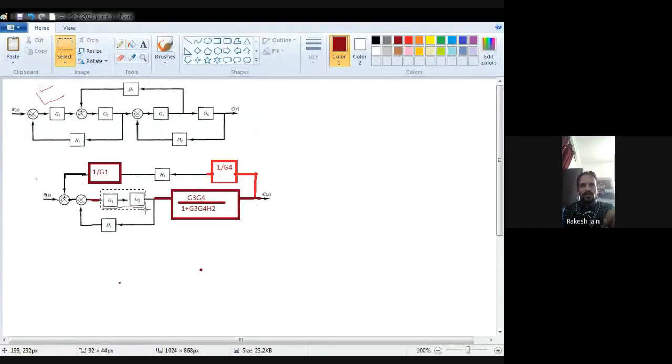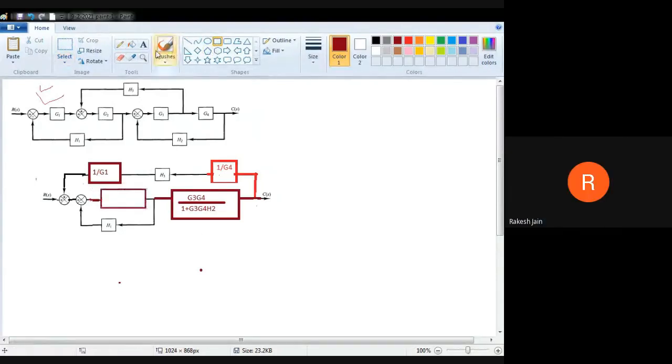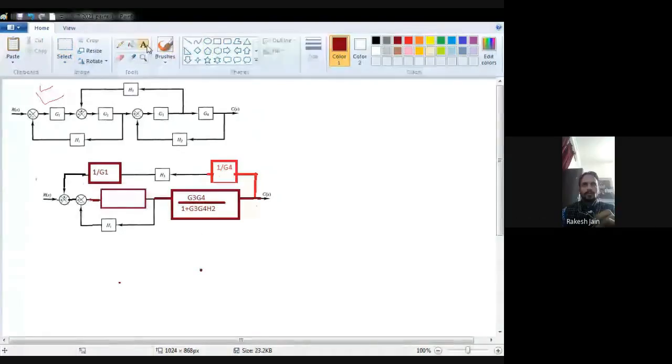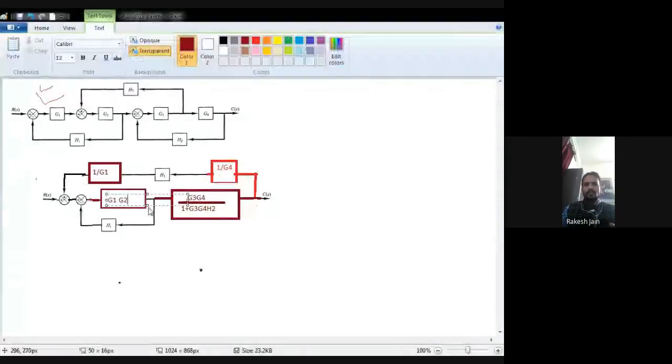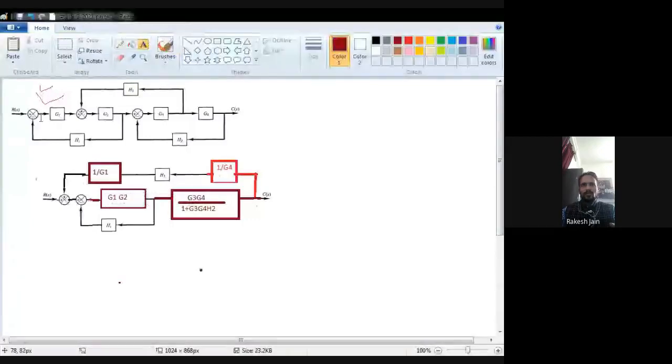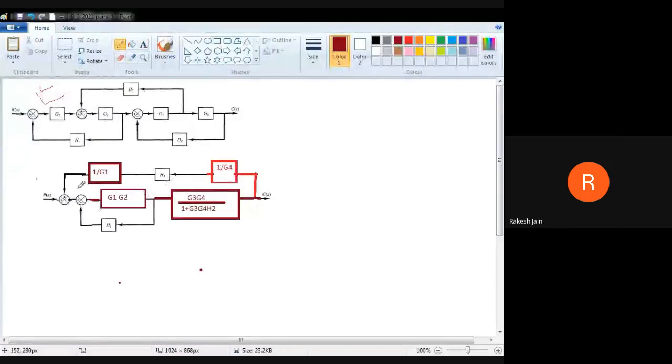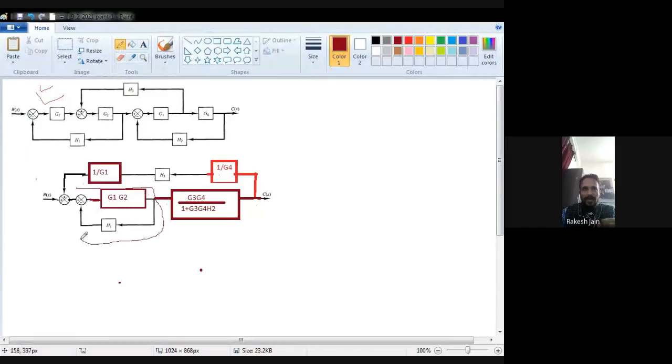So see, there are two summing junctions here, one is this and one is this. So just interchange them without any rule. So you can now interchange them. Okay, so this summing junction will come here, and this summing junction will come here.